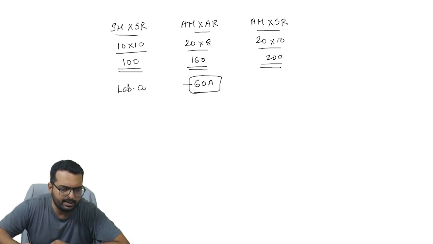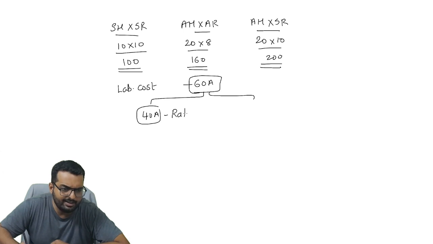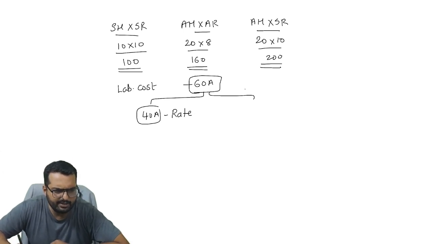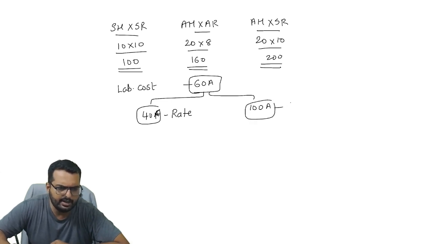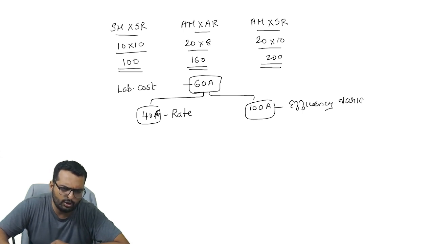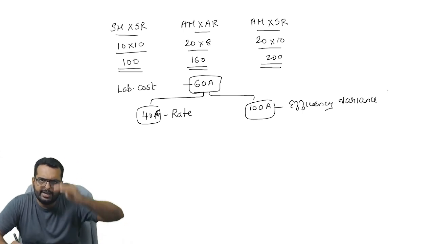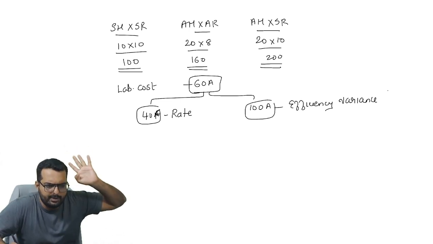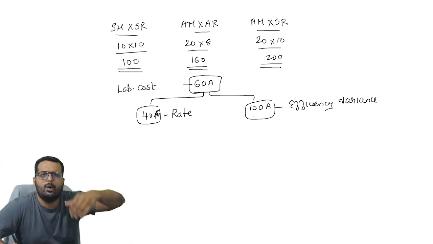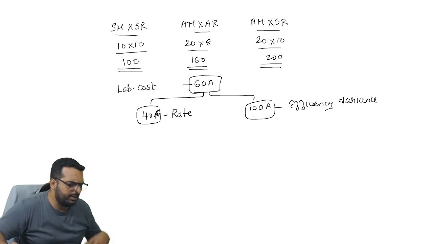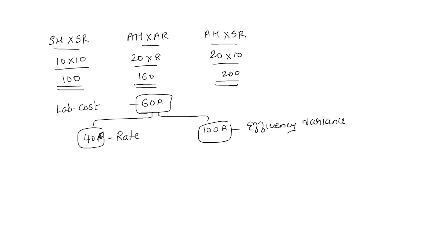This will be called labor cost variance. Inside this, I will be having 40 adverse. That will be called labor rate variance. And I will have the last one as, sorry, it will be 40 favorable, and 100 adverse, which will be called efficiency variance. The logic is, due to rate coming down, I have saved 40 rupees. Due to efficiency going down, I have lost 100 rupees. Can you write down this in your books now?